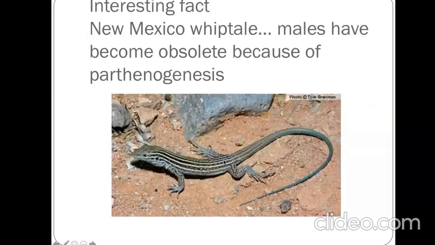But I just thought that parthenogenesis was something kind of interesting to mention, that there are some sexually reproducing organisms that can go back and forth between asexual and sexual reproduction. Another interesting fact, the New Mexico whiptail lizard: males used to be there, but now they've become obsolete because of parthenogenesis. The female lizards just decided they didn't need them anymore and thought it would be a lot more efficient if they just started asexually reproducing. So there are only female whiptail lizards now in New Mexico. Super interesting.